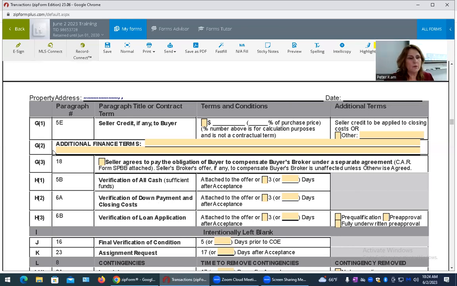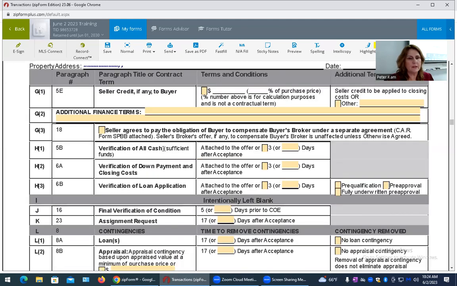Yeah. So G3, I hope it was clear from our other trainings. This is if the buyer's agent already had an agreement in place prior to this offer where the buyer was going to compensate the agent. If that's the case, you can check this and see if the seller will agree to pay it. Okay. If it was 2% on the MLS and the buyer had agreed to pay their agent 3%, see if the seller will pay the difference. So normally I would say probably 90% of the time, this will never be checked. We won't use it, but I'm just saying so you understand it.